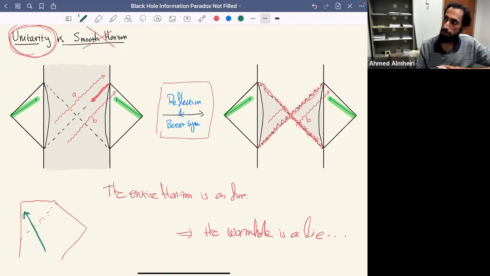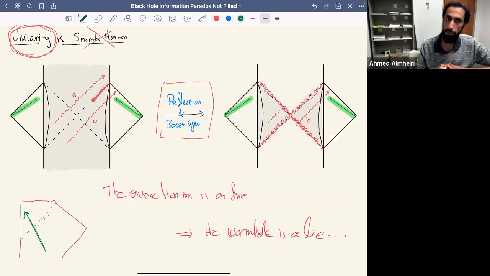The way I'm thinking about it is initially you have a product state between the black hole and this thing that you're throwing in. But once it gets close enough to the horizon, you can't really write the total state as a product state anymore because it's getting scrambled.